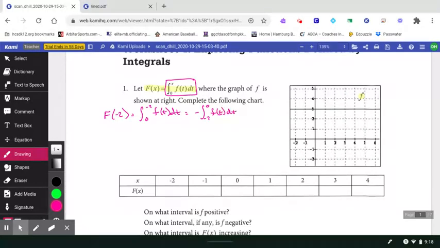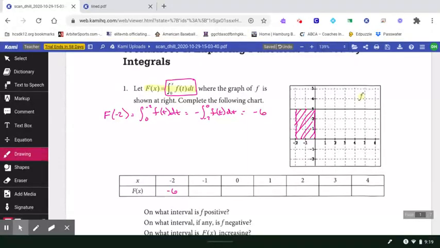Now, from -2 to 0, we're basically going to calculate this area right here of this rectangle. So it looks like it's got a base of 2 and a height of 3. So the area is 6. And of course, that region is above the x-axis, but we do have to negate it because we switched those bounds. So we're going to say capital F of -2 is equal to -6.